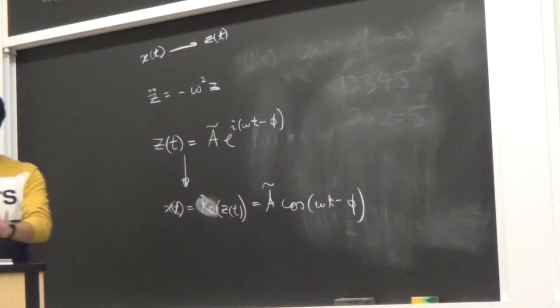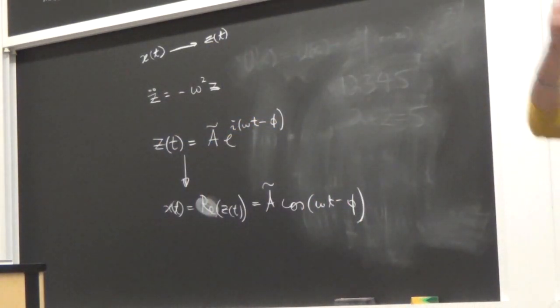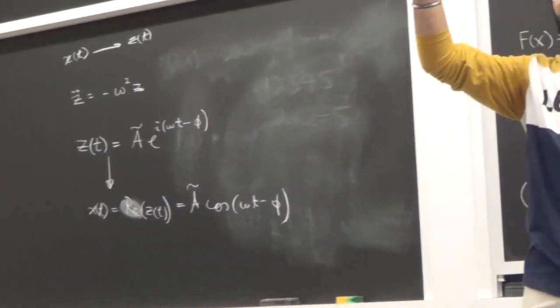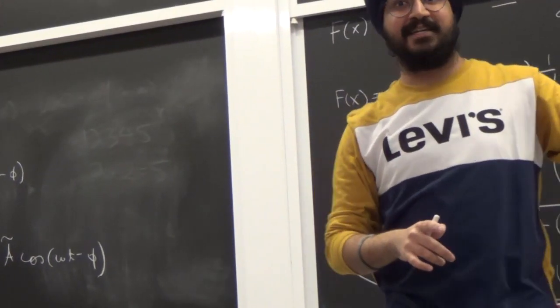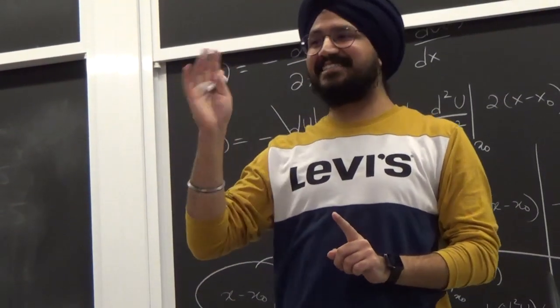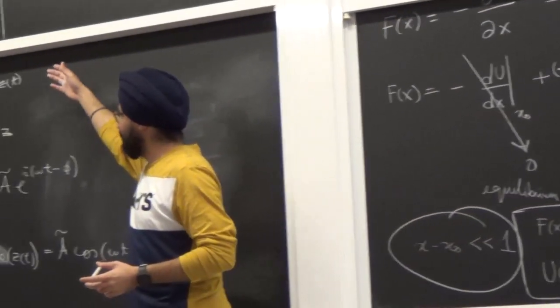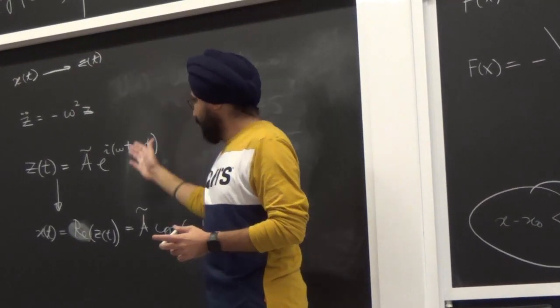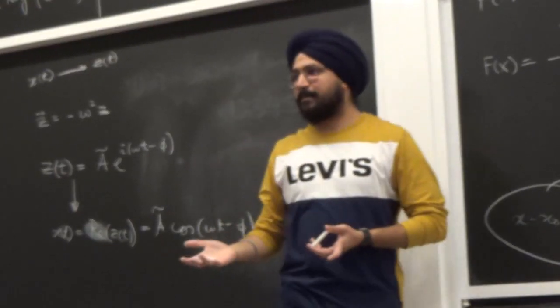Why this will help, as you will see in your homeworks, is because when you multiply two exponentials, the arguments add up in the exponent. But sine a times sine b is not sine of a plus b, whereas e to the a times e to the b is e to the a plus b. That eases your life massively. So it's just a mathematical trick: going from the reals to the complex, doing all the math, and coming back to the reals by taking the real part.